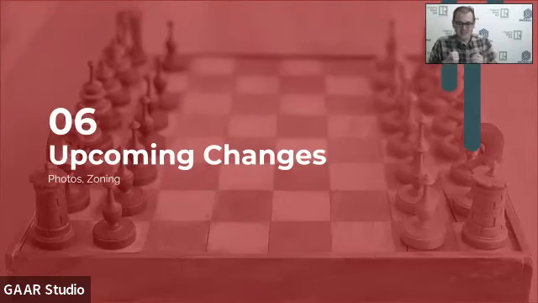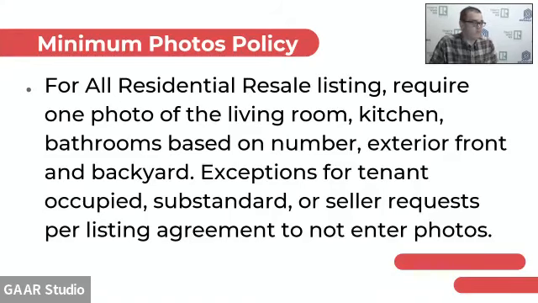All right, last section. We're going to cover some of the upcoming changes in the MLS that are still being worked on. So we talked about minimum photos earlier, right? And this is still coming. So for all residential resale listings, we're going to require a photo of the living room, kitchen, bathrooms based on the number, the exterior front, and the backyard. There are a couple exceptions for either tenant-occupied properties, substandard, or the seller request on the listing agreement to not enter photos. So this policy is intended to raise the floor on the quality of our MLS data. And it actually includes some pretty neat industry first with technology, which is why it's delayed, which I'll talk about later.